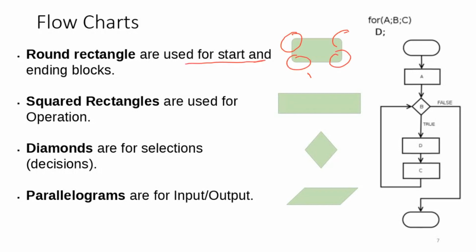What does it mean, the start or the end of the flow? Look at this. At the start, we have the round rectangle. At the end, we have the round rectangle. So this is a symbol that is used to represent the start and the end of the flowchart.